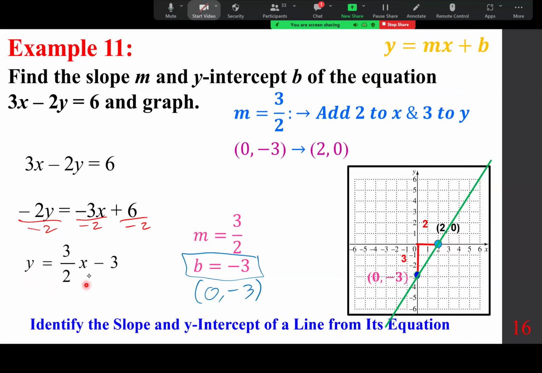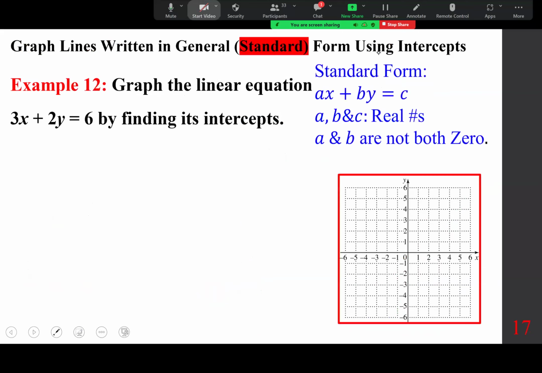By the way, almost always we are interested in slope intercept form, okay, everybody, because that's unique. Graph the linear equation 3x plus 2y equals 6 by finding its intercepts. So that's a standard form where a, b, c are real numbers, a and b are not both 0. One of them can be 0.